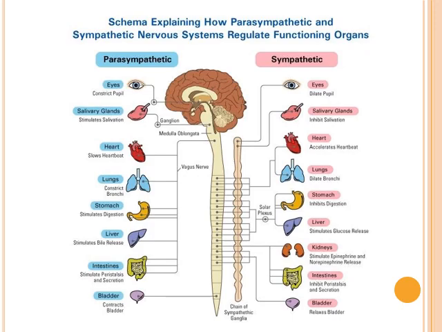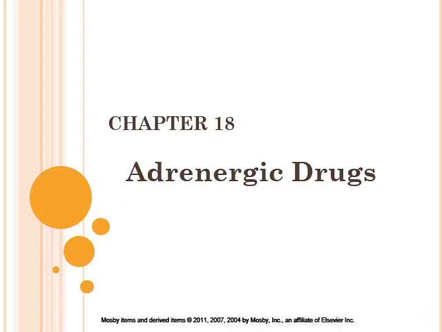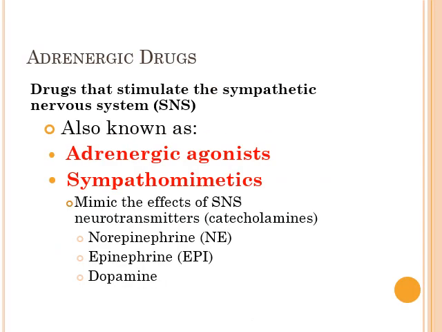So now let's get started with chapter 18, adrenergic drugs. Adrenergic drugs are drugs that stimulate the sympathetic nervous system, or the SNS you may see from time to time. It's just the abbreviation. They're also known as adrenergic agonists or sympathomimetics. They mimic the effects of the SNS neurotransmitters, or catecholamines. You have norepinephrine, epinephrine, and dopamine.